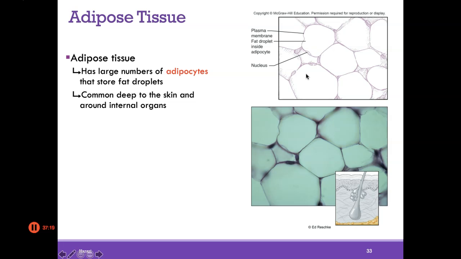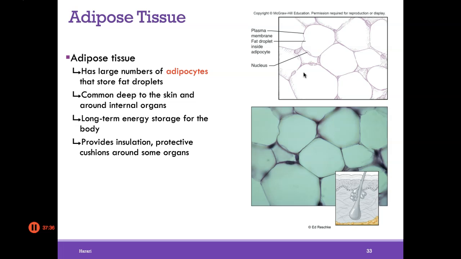So each cell is filled with a fat droplet, right? And that fat droplet, again, consists of triglycerides. We need fat to cushion and insulate our organs, but also for long-term energy storage. Right? So it's good for protection, insulation, and long-term energy storage. We have adipose tissue deep to the skin in the hypodermis, and also around all of our internal organs to cushion them.